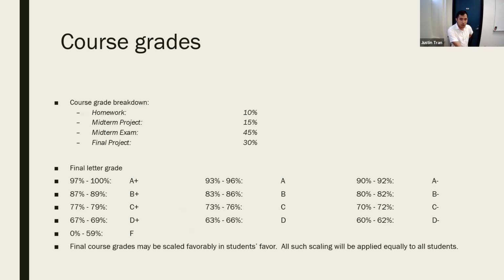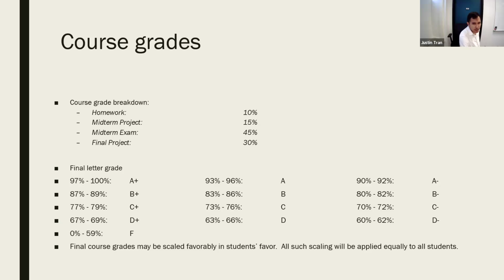Okay, course grades. This is how the course grades are going to be broken down. All the homework assignments together will be worth 10% of your grade. The midterm project will be worth 15% of your grade. The midterm exam will be worth 45% of your grade, so that's like a pseudo final exam. And the final project will be worth 30%. Okay.